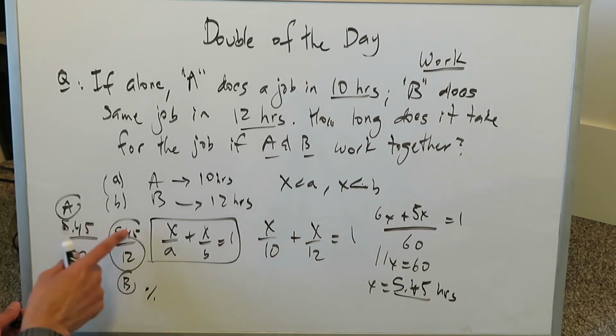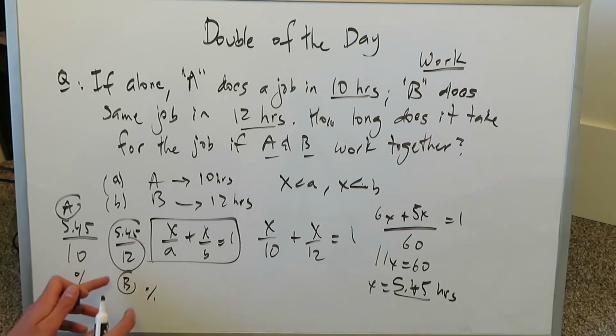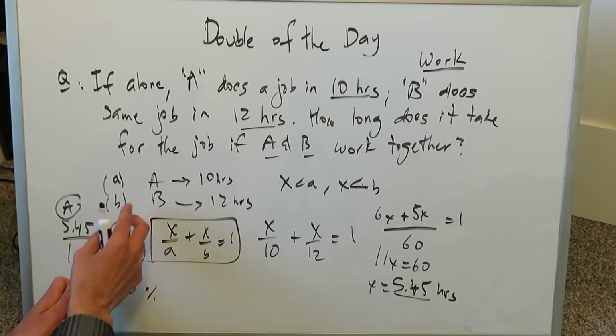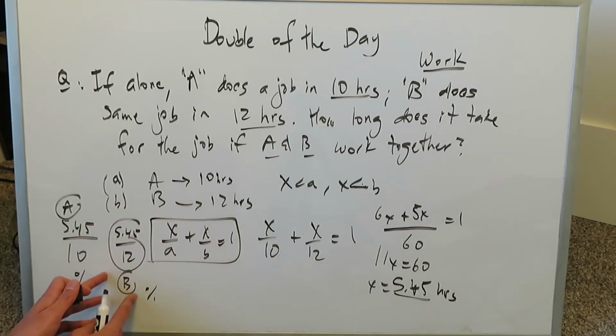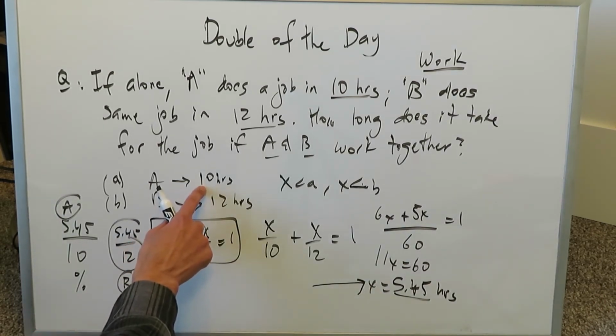100% is 1. So think about it in this way. 5.45 divided by 10 is the amount of work done by person A towards that total job. 5.45 divided by 12 is the amount of work or the contribution done by person B towards that total job. But what is your answer to this question? Is this right here, 5.45. It would take them 5.45 hours to complete that same job, which they could do independently in 10 or 12 hours.